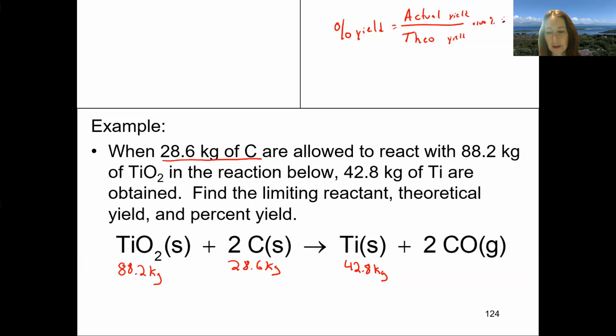Some people say big over little. Oh, that's definitely not true. Most of the time it's true, but sometimes it's not. Actual over theoretical. Remember, actual yield is what you actually get. Theoretical yield is what you calculate. Remember, these are what you get.